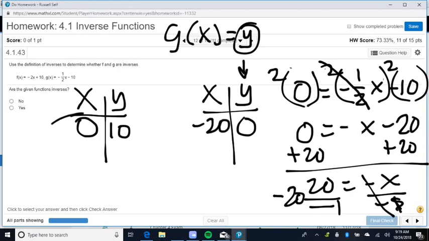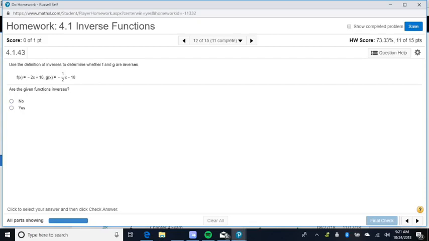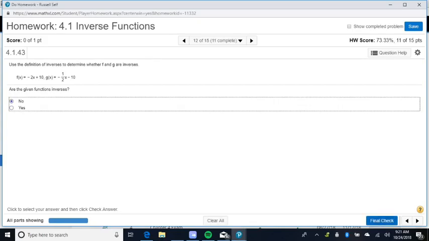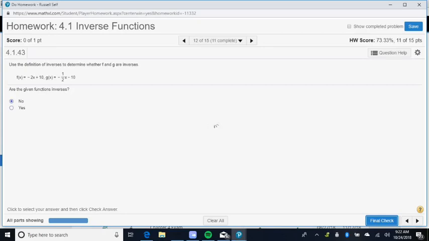So, are these two things the same? No. So what that's telling us is that these two things are not inverses because they're not giving us the same value, just reversed, which is what an inverse does.